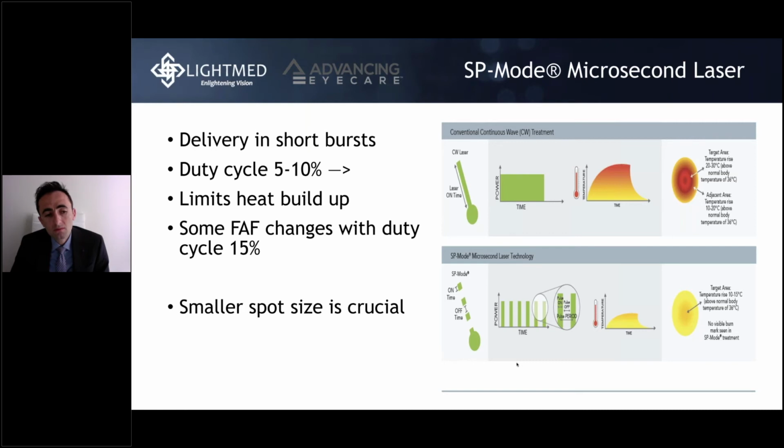Studies have shown fundus autofluorescence changes only with duty cycle of 15%, but I've seen no problems with the 5% to 7.5% duty cycle that I've been utilizing on my patients. It is very important to note that you have to use a smaller spot size when you're treating the macula. So basically you have to do 100 microns. This is what I do for all my patients for macular treatment. Remember, 100 microns is for macular treatment, however, 200 microns when you're treating within the periphery.